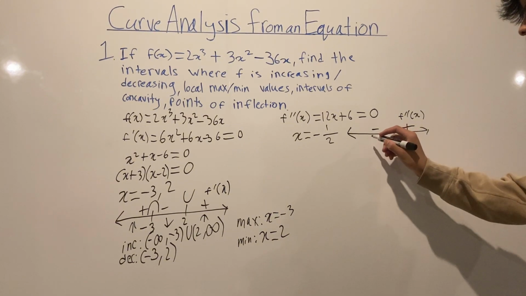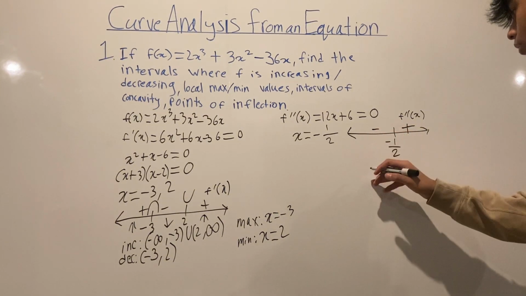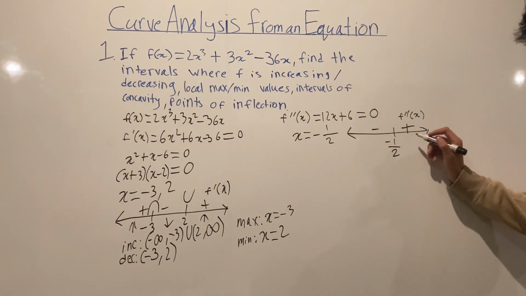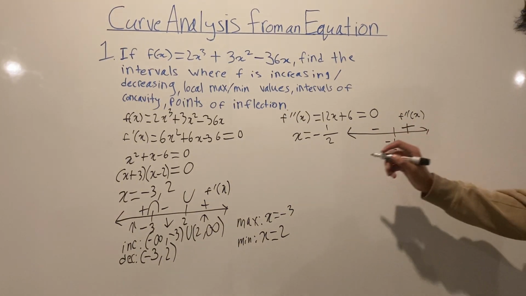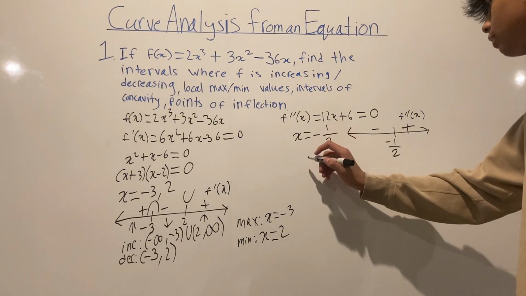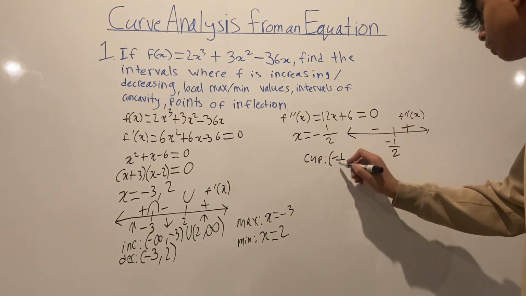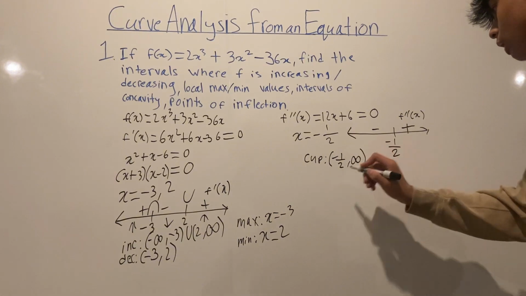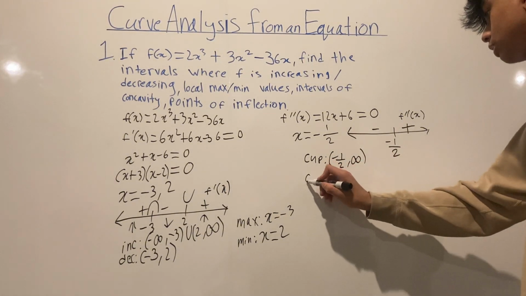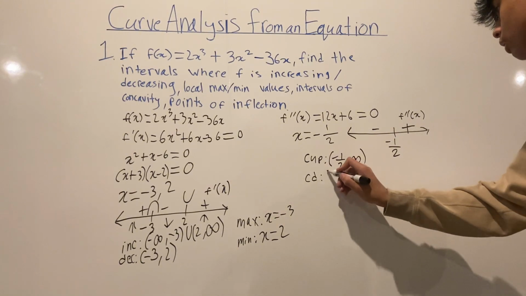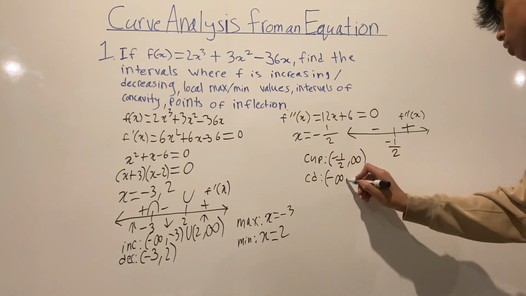So here the concavity is going to be down because it's negative, and here the concavity is going to be up because it's positive. So I'll just abbreviate concavity up with C up from negative 1 over 2 to infinity, and I'll abbreviate concavity down with just CD, and that's going to be from negative infinity to negative 1 over 2.